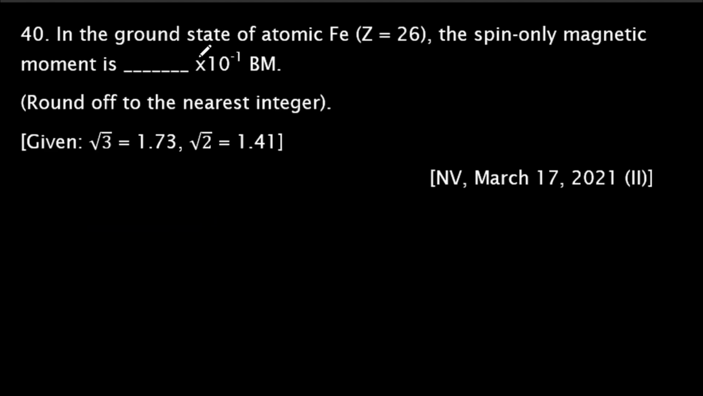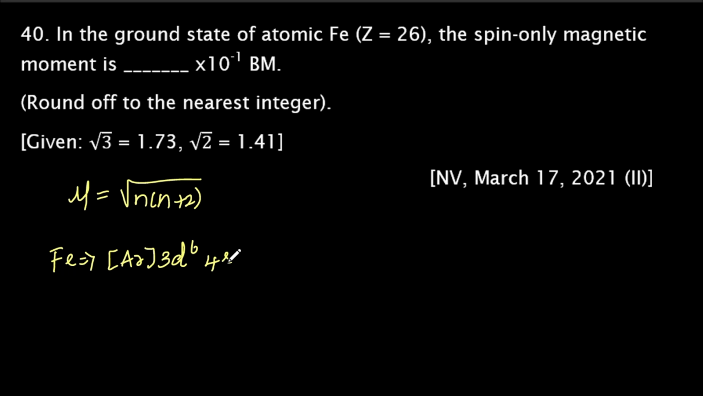The next question is, in the ground state of atomic iron, Z equal to 26, the spin only magnetic moment is dash into 10 power minus 1. So here you have to tell the spin only magnetic moment in terms of 10 power minus 1 BM. To find the spin only magnetic moment, the formula is mu is equal to root of n into n plus 2. So you have to find the number of unpaired electrons. The electronic configuration of iron is 3d6 4s2. The 4s orbital is having 2 electrons, so the 2 electrons are paired. Then going to the d orbital, 6 electrons are present in 3d orbital. So 1, 2, 3, 4, 5, 6. So the number of unpaired electrons is 4. So n equal to 4.